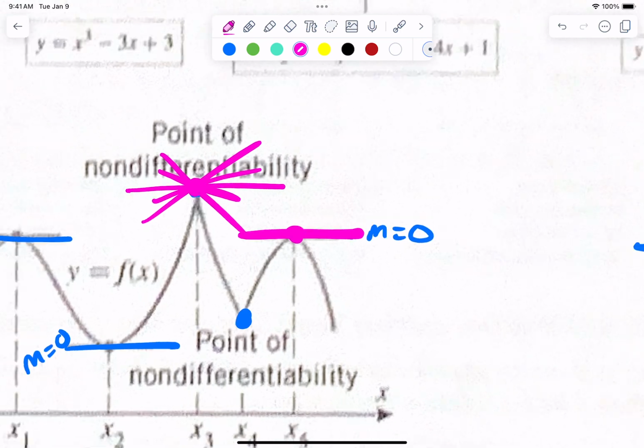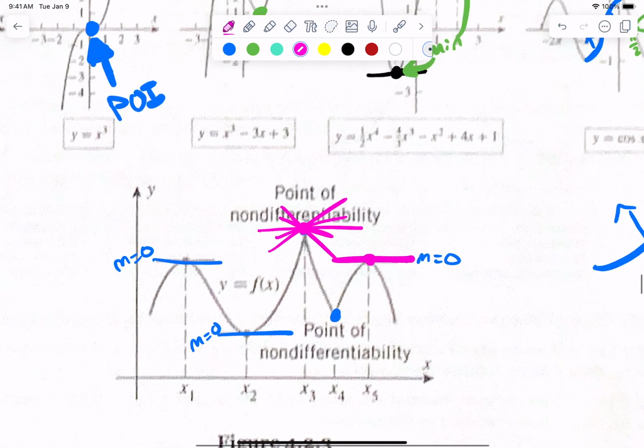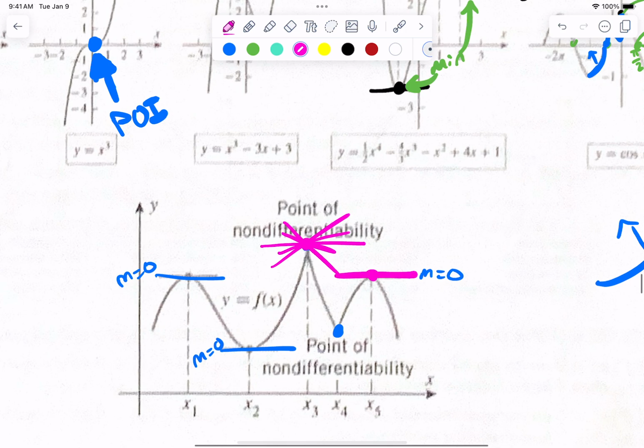Or vertical. A vertical tangent line? I mean, for maxes and mins they wouldn't have a vertical tangent line. But there are vertical tangent lines, that is such a thing. But for maxes and mins, they don't have vertical tangent lines. What would the derivative of a straight up line be? Infinity? A straight up and down line is not a function to begin with. Vertical line test.